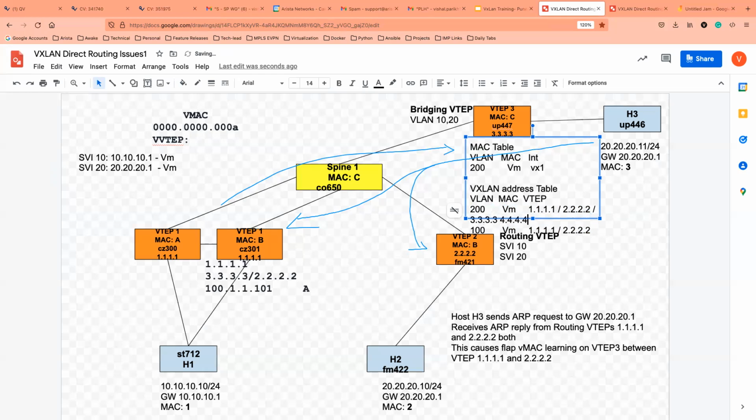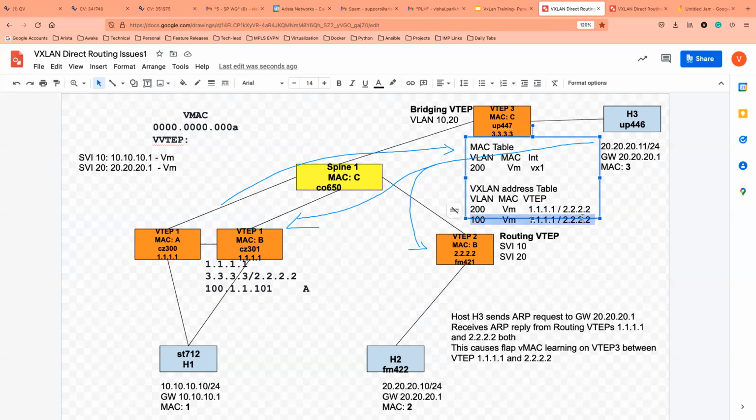Between all this, it will keep on changing, which can make CPU high on this particular VTEP. If the CPU is high or the particular VXLAN agent is running high, it might miss some learning and all that stuff. So basically it can create a lot of issues. So you understood the problem, that this will keep on flapping. So what is the solution?